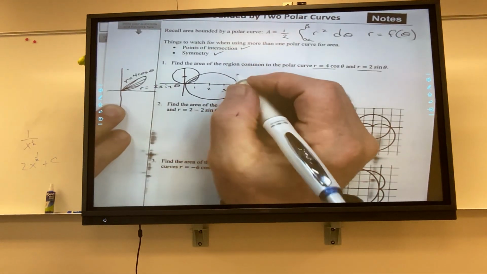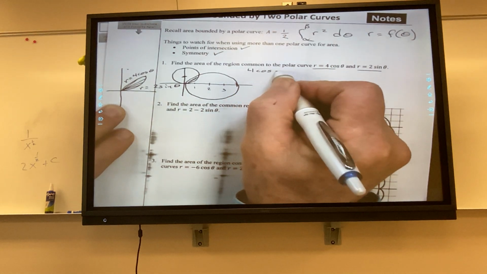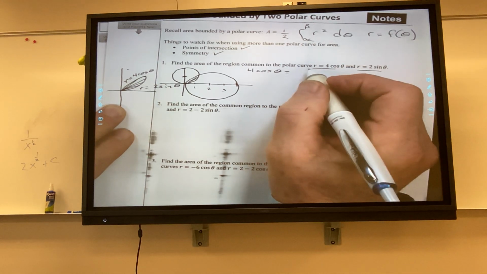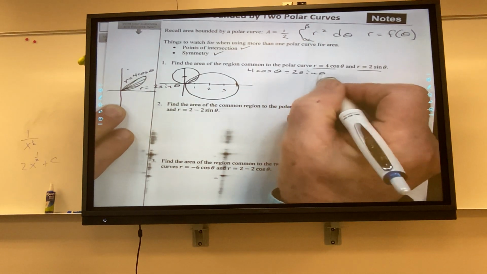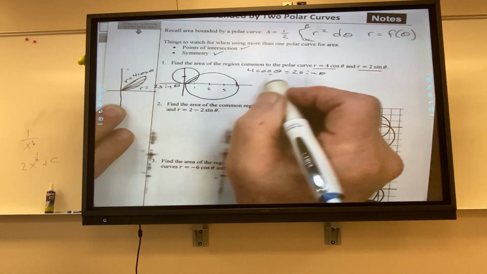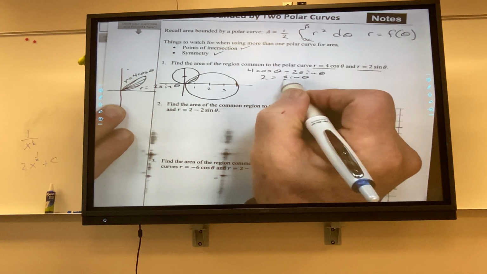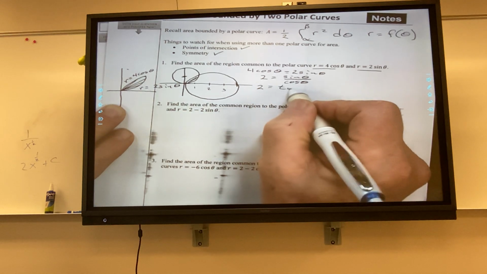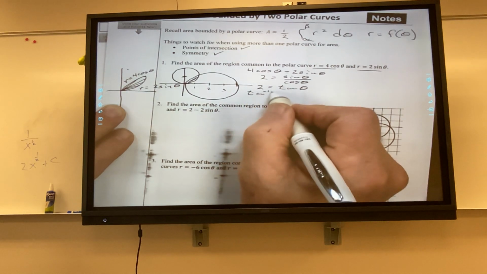And the way I'm going to do that, I could do it on my calculator, but sometimes you get asked not to do it on your calculator. Well, this one I did do on my calculator, and you'll see why. So I get 4 cosine theta equals 2 sine theta. And so I divided both sides by cosine and both sides by 2, and I got 2 equals sine of theta over cosine of theta. And so then I got 2 equals tangent theta. And so then I said, okay, what's the tangent inverse of 2?